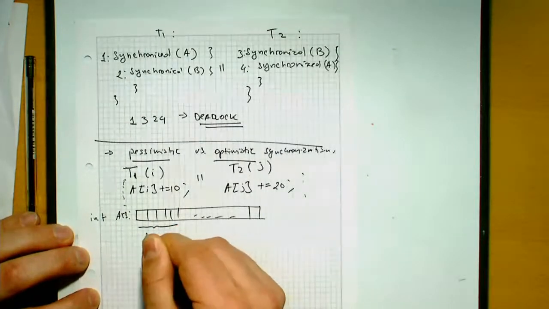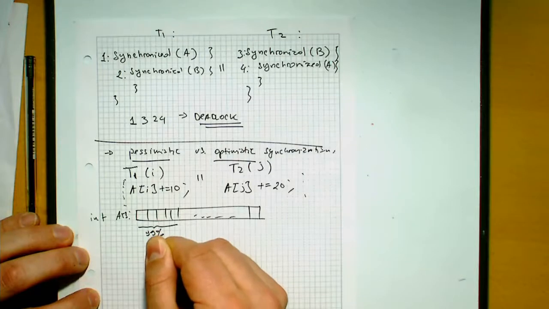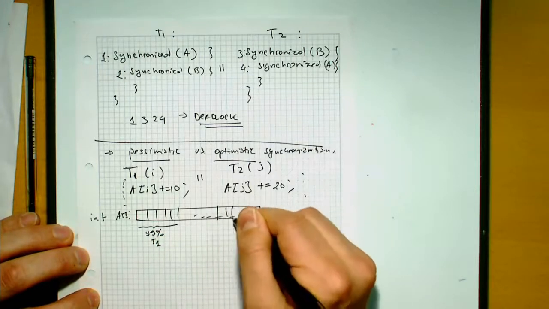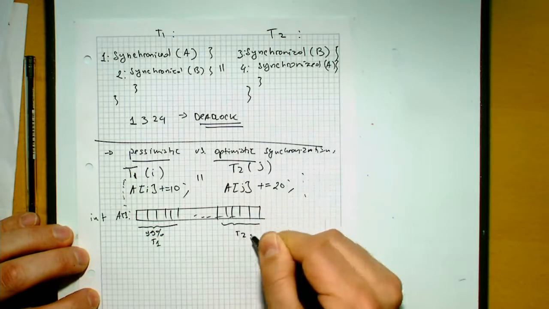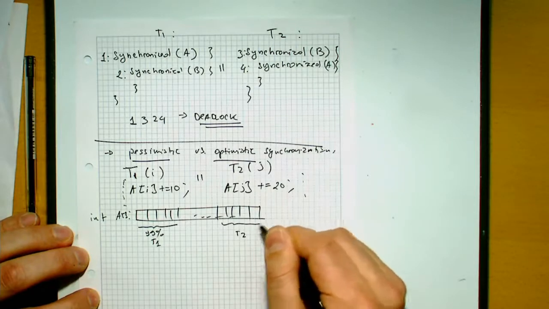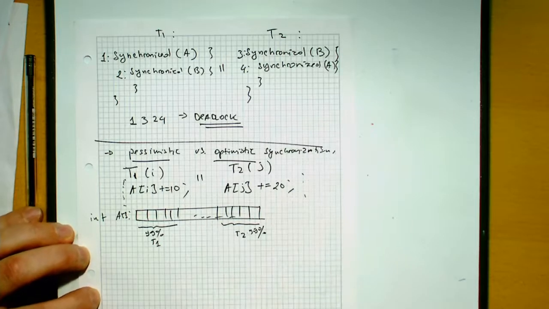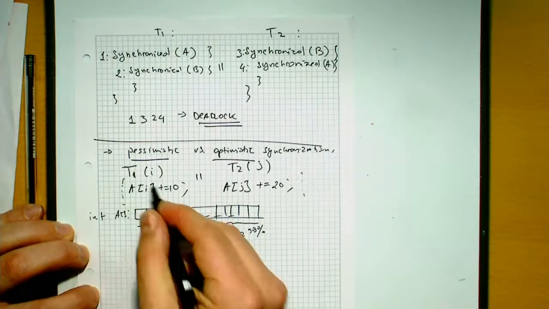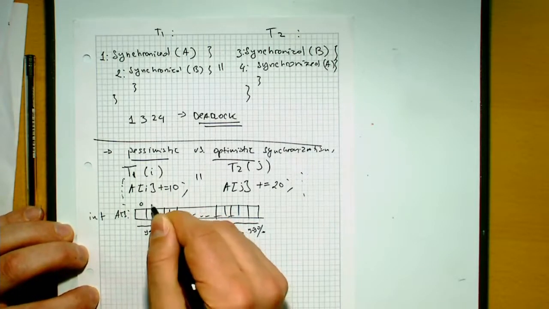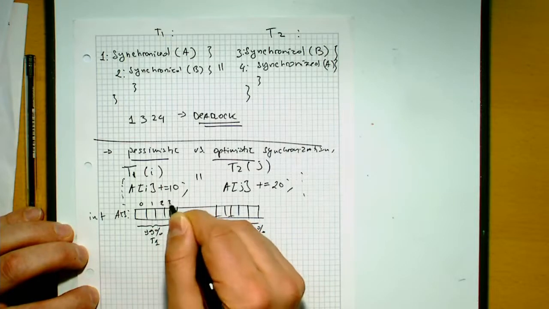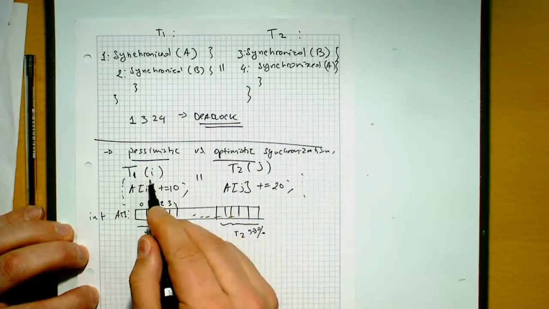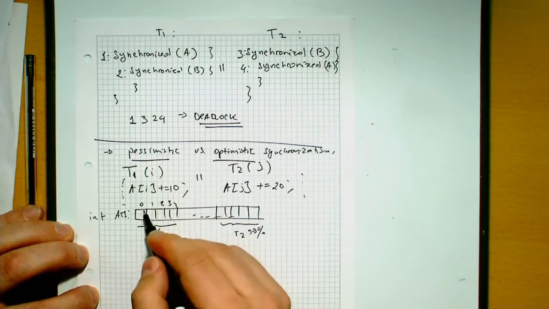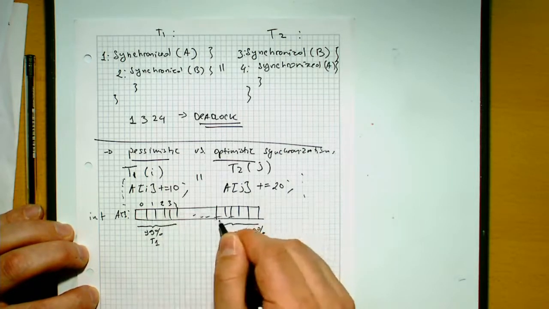T1 is operating on this part, and T2 is on this part. 99% of its executions are just here. So mostly they access disjoint parts of the space. The index can differ. Sometimes it's 0, sometimes 1, 2, 3, 4. Sometimes T1 updates entry 3, sometimes entry 1, but it mostly stays in this half, and T2 mostly stays here.